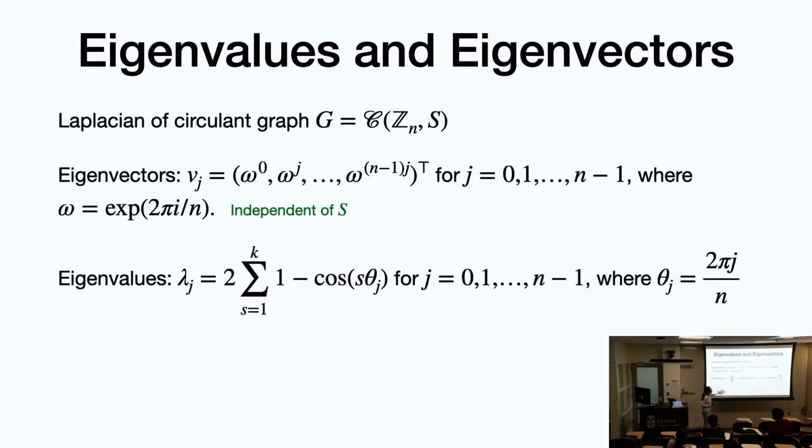Okay, since we assume the generators are plus minus 1, plus minus 2, up to plus minus k, then we can write the lambda j as 2 times the sum of 1 minus cosine S theta j over S from 1 to k. And here in particular, if j is 0, theta j is 0, and each term here is 0, so lambda j is 0, which is the trivial eigenvalue for a Laplacian.